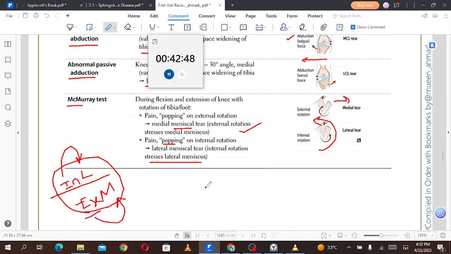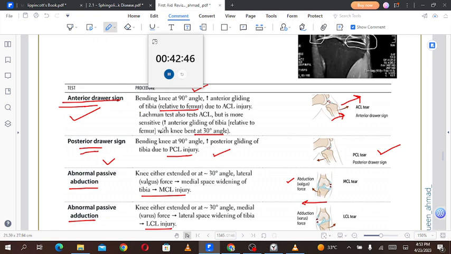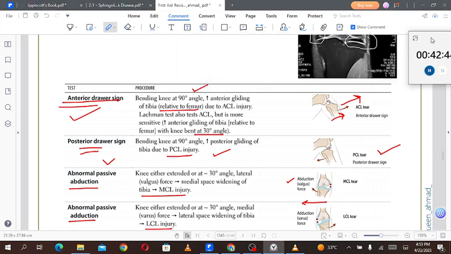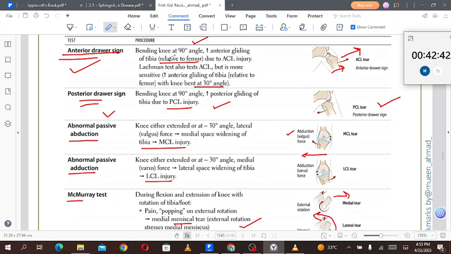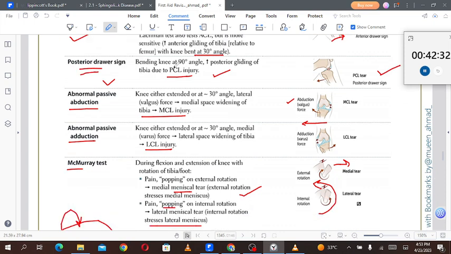Secondly, I have a senior who took the Step 1 exam. In that exam, they asked about these angles, like the anterior drawer at a 30-degree angle by the Lachman test, and at 90 degrees by the drawer test. So these angles were also asked in that particular test. It was a difficult question, but they can ask about these angles as well. So remember these angles. Now let's move forward.